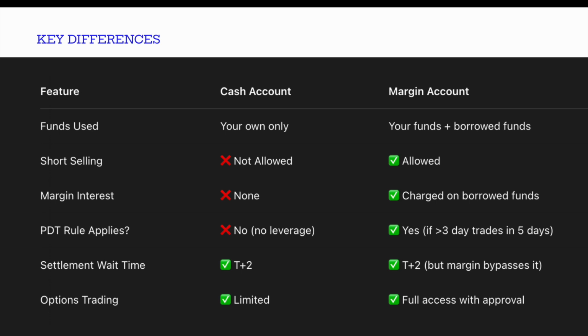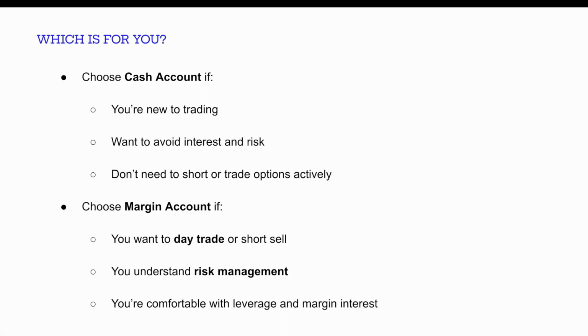But on a margin account, you trade your funds and borrowed funds. You are allowed to short sell. You get charged on your borrowed funds. Yes, there are PDT rules if you have less than 25K. Yes, you have a settlement wait time because you can only make 3 trades per week, so that's what that means. But if you have more than 25K, you don't have that settlement wait time anymore, and you can fully trade options on a margin account, which is best for you.